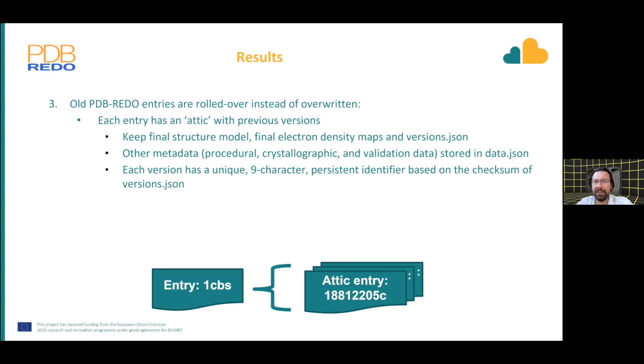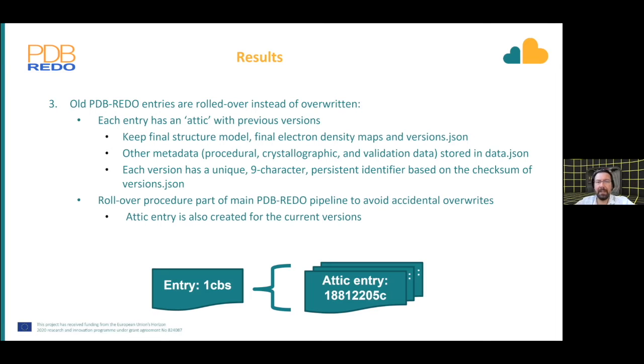Now, each version in this attic has a unique 9-character persistent identifier that is based on the checksum of versions.json, so it's unique, but it's also persistent, and I think that's the most important thing. Now, this rollover procedure is built into the main PDB-REDO pipeline, and that's just to avoid any accidents. So you cannot accidentally overwrite things if you do something on a different computer and then copy things over. It's all part of the main pipeline. And the attic versions are made immediately when a new entry is made. So everything is consistent and hopefully robust.